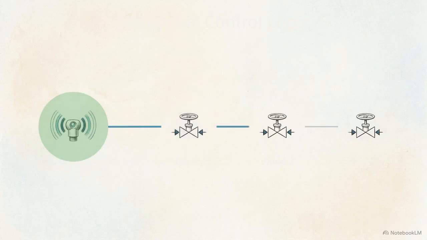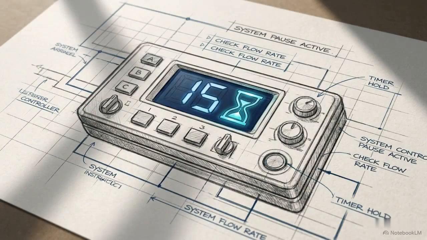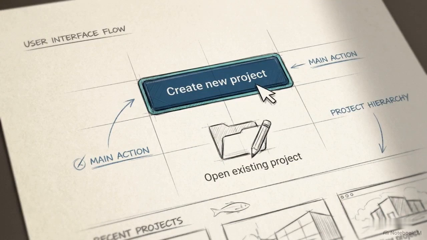Valve 1, Valve 2, and Valve 3 will each open for exactly 5 seconds, one after the other. After the third valve closes, the system is required to pause for 15 seconds before the loop is allowed to reset. To begin the configuration, open TIA Portal and create a new project.